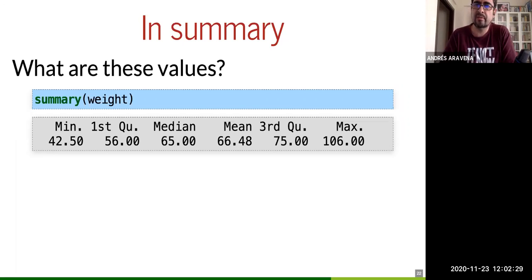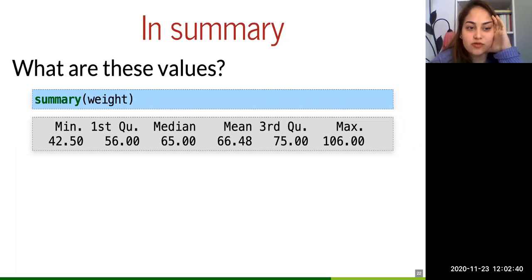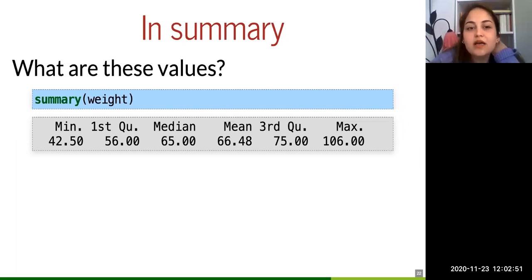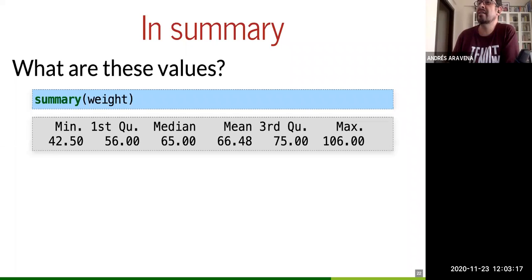We have six numbers. Tell me something about some of them. Minimum value is 42.50. Okay. And median. Minimum is the smallest one. Median value is 65, but the first quarter value is between the smallest and the median value. Okay. The average of the smallest and the median is the first quarter. Ah, interesting. Do you agree with that, the rest of the people?